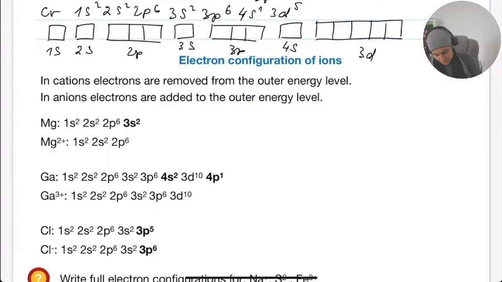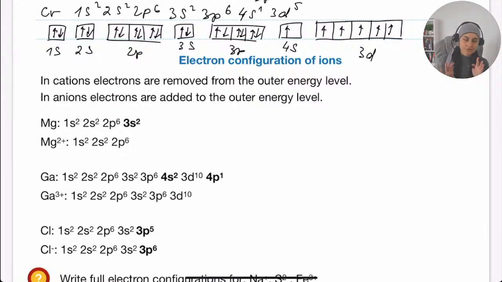So 1s2, 2s2, 2p6, 3s2, 3p6, 4s1, so 1 electron, and 3d5, 1, 2, 3, 4, 5. That's my electron configuration, orbital diagram for chromium.